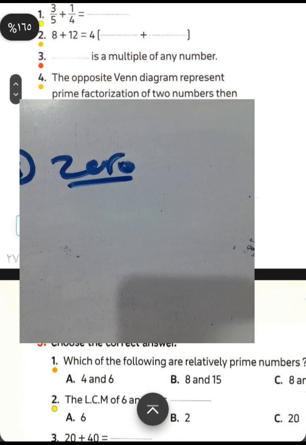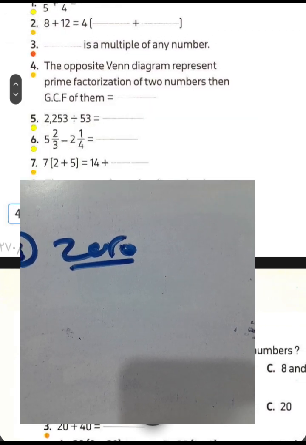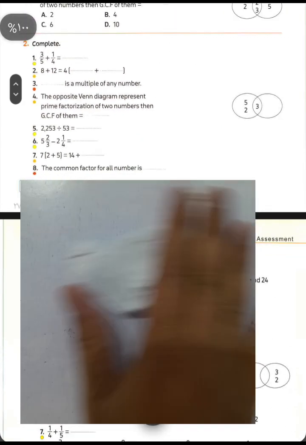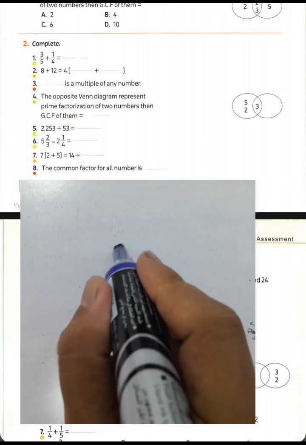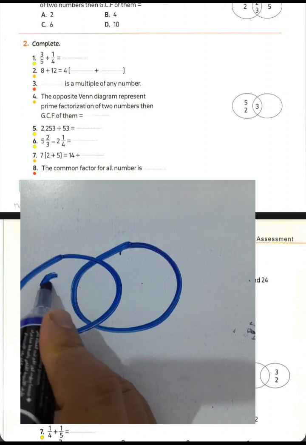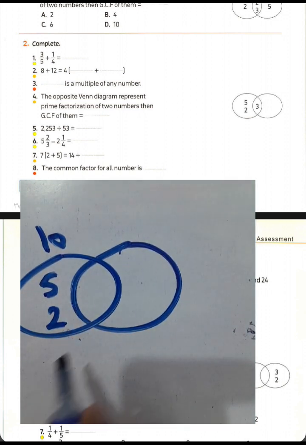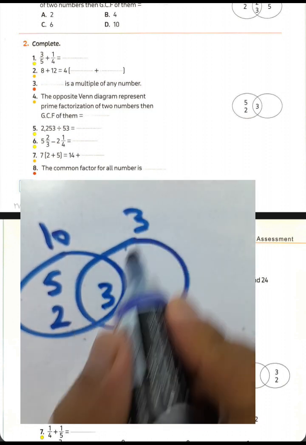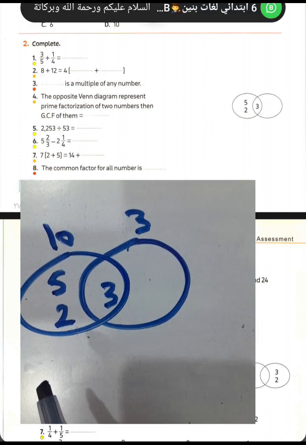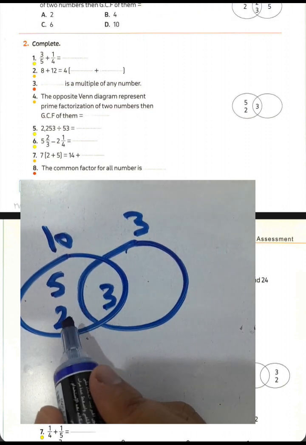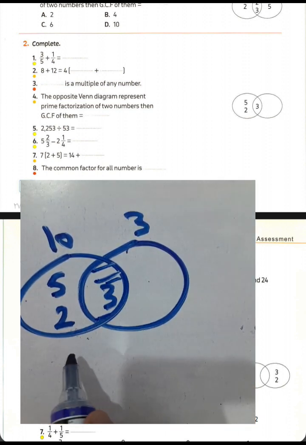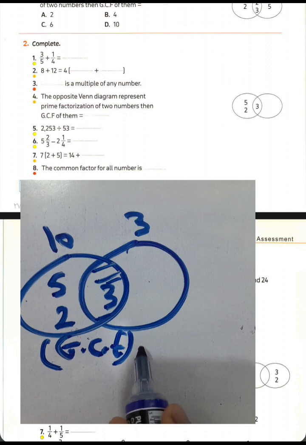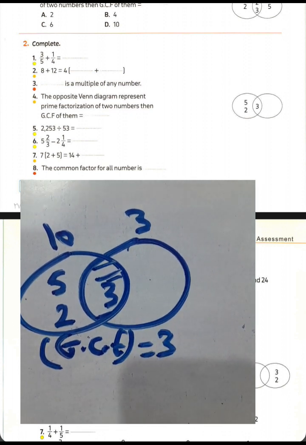Look at question number 4. The opposite Venn diagram. We have a Venn diagram here. He asked about the greatest common factor between two numbers here. First number here, 5 multiplied by 2 equals 10. And second number here, 3 times 1 equals 3. You want to find the greatest common factor between this number 10 and this number 3. This part refers to the greatest common factor. Then the greatest common factor will be what? It will be equal to 3.